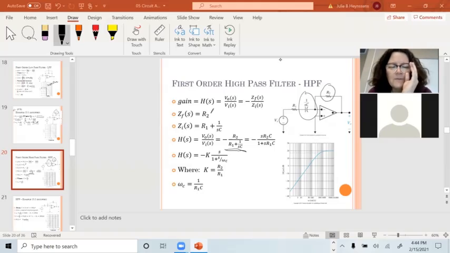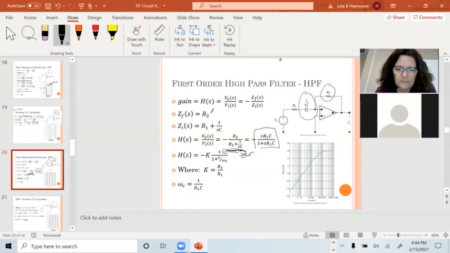Okay, so we've got this. Again, it's a messy fraction, so I'm going to multiply by SC over SC to get rid of that. I get SC R2 over 1 plus SR1C. Okay, so this looks like some gain times, now I have a 0 at the origin. This is about the level of what I make you plot maybe on the exam. And this is a pole at omega C.